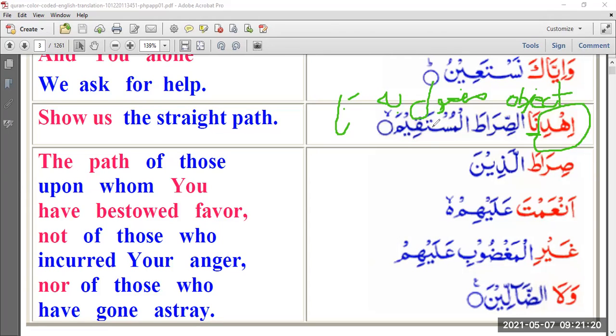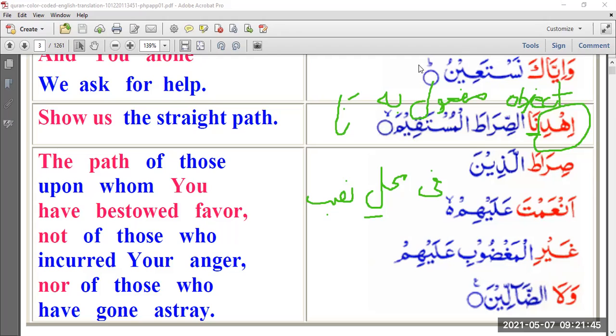So we write it like that: fi mahalle nasb, right? Mahal means the place, in the place of nasb. The status is nasb of this na, and it is object, maf'ul bihi. Ihdina, guide us.